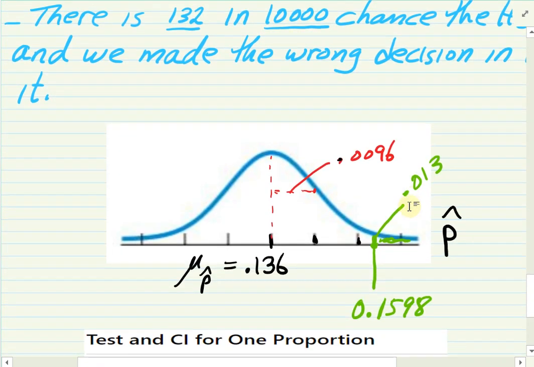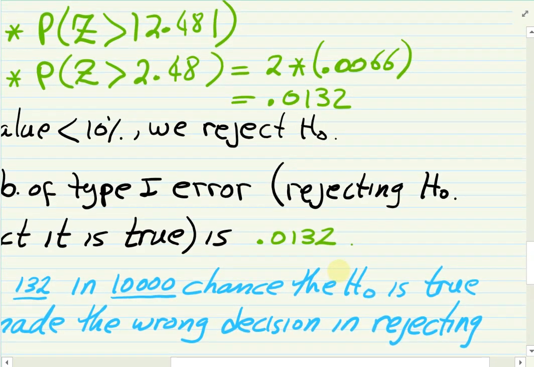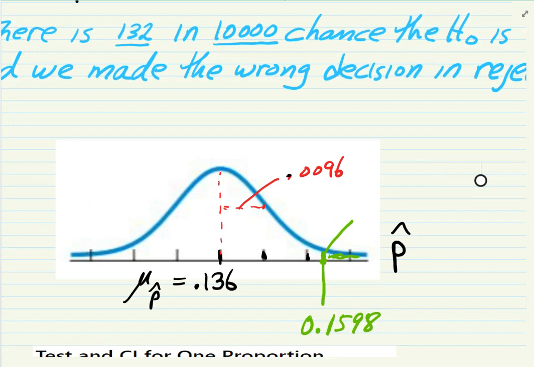Actually, that 0.13, that's not right. Let me erase this one. That's not 0.13. 0.13 was the entire p-value, right? What we have is half of that. That's 0.0066. Let me write that. 0.0066. Right. Because the other part of that is in the tail here. That's the other side of that. 0.0066. Right? That makes up the whole p-value.